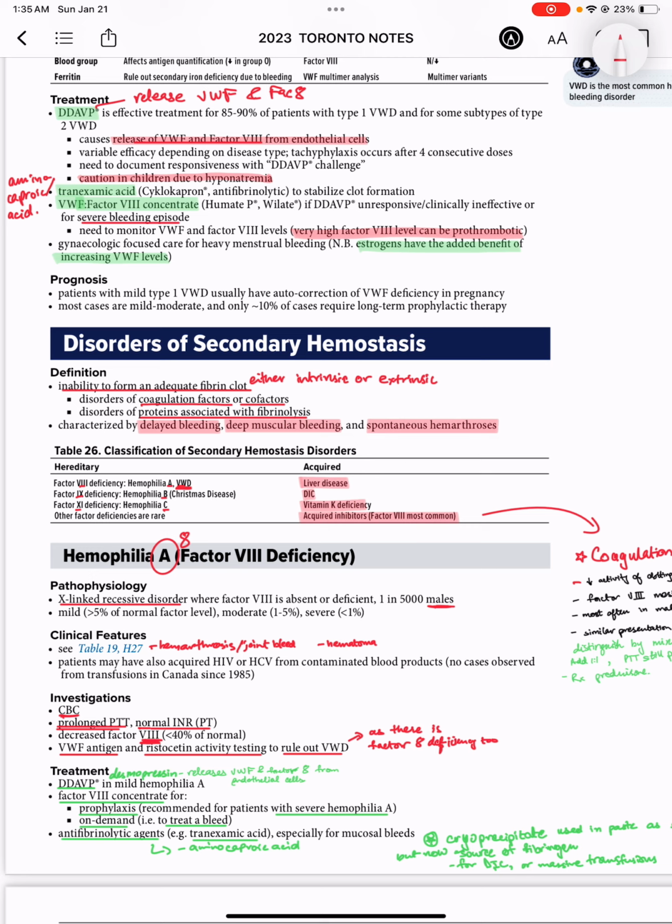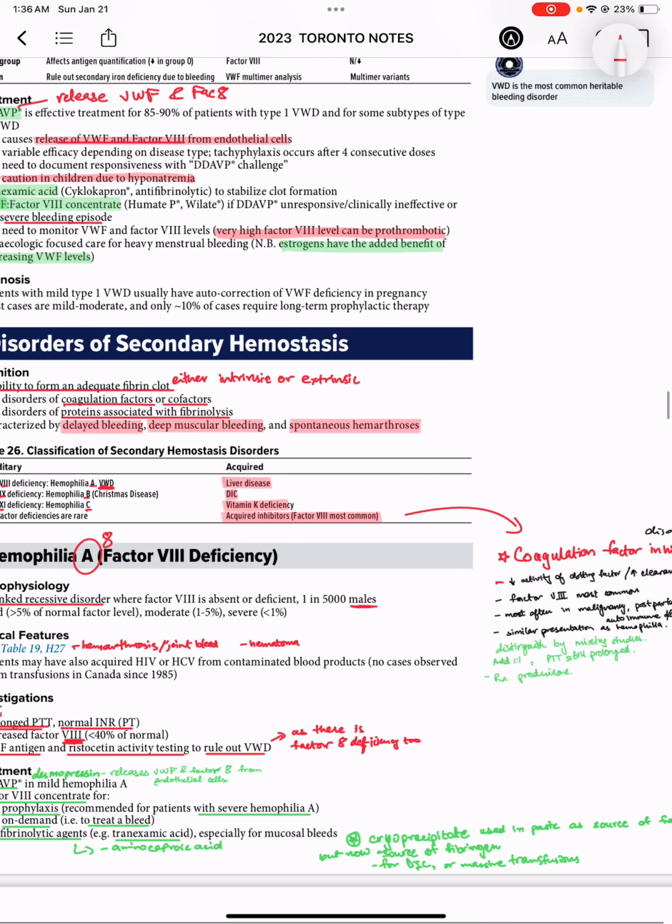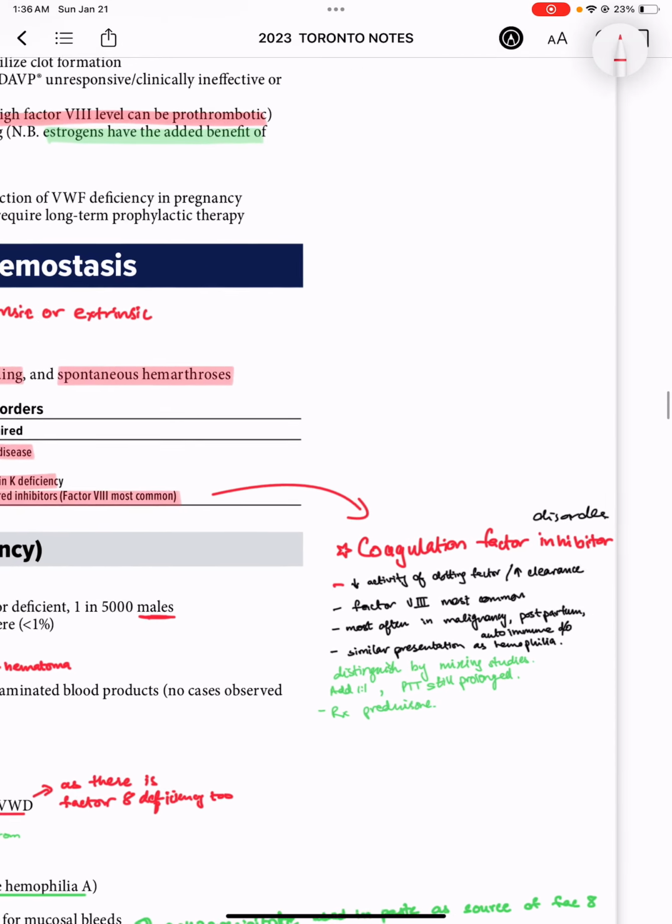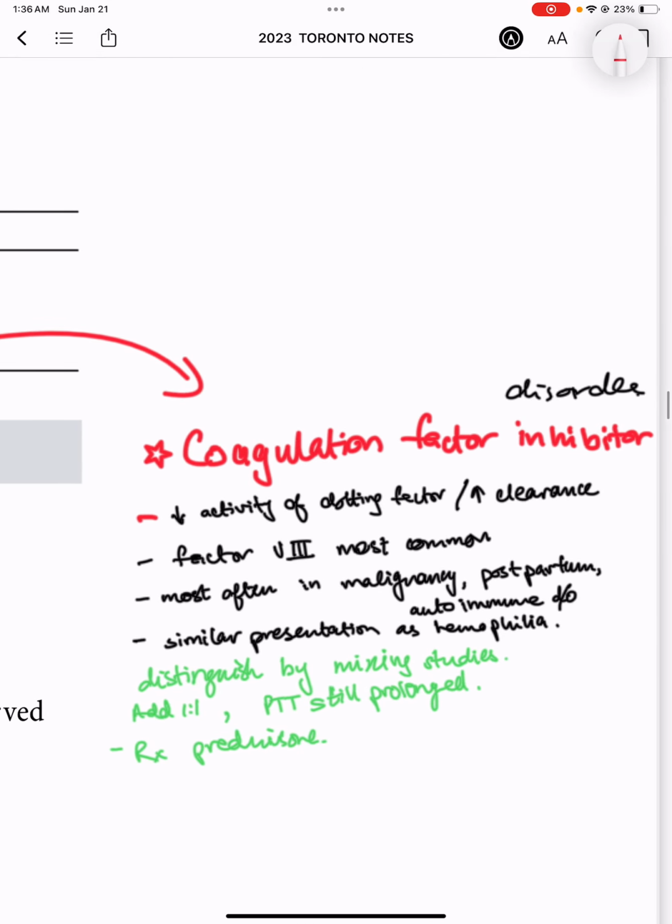Hereditary ones would be hemophilia A, which is factor 8 deficiency, and factor 8 deficiency also includes von Willebrand disease, then factor 9 deficiency, hemophilia B, which is also called Christmas disease, and factor 11 deficiency, which is hemophilia C. Acquired ones are liver disease, DIC, vitamin K deficiency, and acquired inhibitors against most of the factors, specifically factor 8.